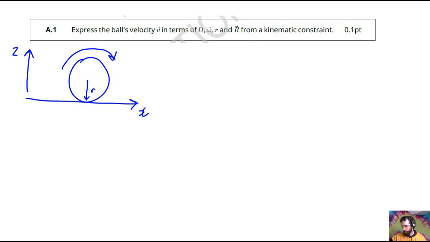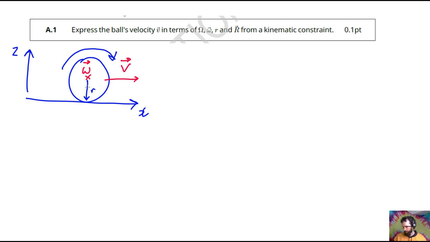For our omega, in this case, if the ball is rolling around like this, then our omega is going into the page. So I'm just going to represent that with the cross. That's our omega, and our velocity, in this case, if the ball's rolling this way, would be in this direction here. And so what we want to do is use a kinematic constraint to relate these two parts together. So how does V depend on omega?